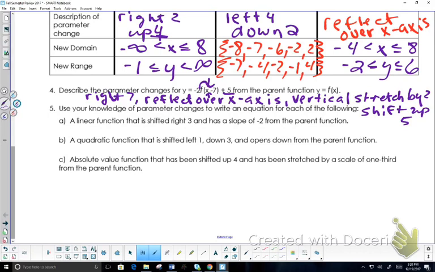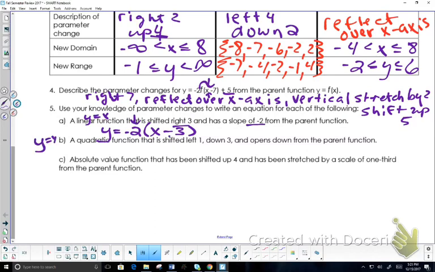Use your knowledge of parameter changes to write an equation for each of the following. A linear function that is shifted right 3 and has a slope of -2 from the parent function. So if it has a slope of -2 and it's shifted right 3, there's your slope of -2. There's your right 3.